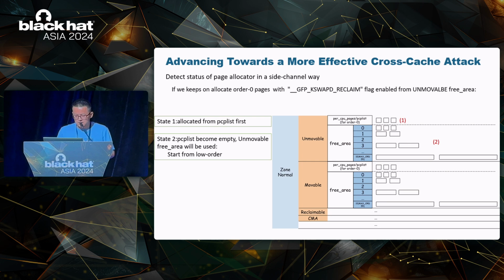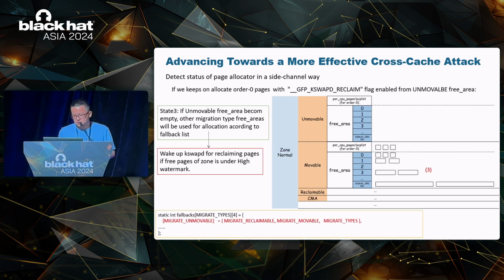The first state, the order 0 page would be allocated directly from PCP list. And in state 2, because the PCP list has become empty, the unmovable free area would be used to allocate the pages.